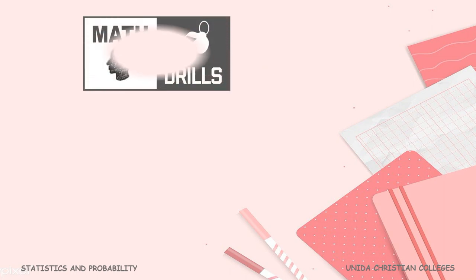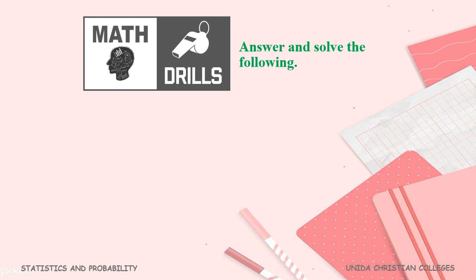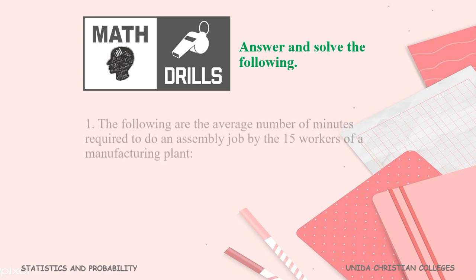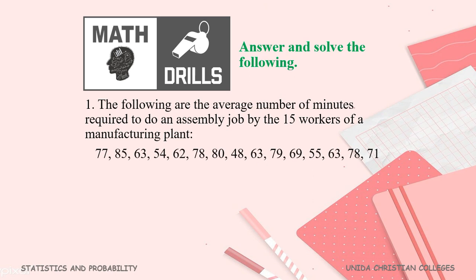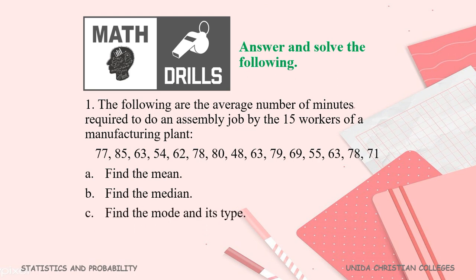So, let's proceed with our math drills. Here, all you have to do is to answer and solve for the following. Number 1, the following are the average number of minutes required to do an assembly job by the 15 workers of a manufacturing plant. So, given po natin, 15 workers. Our task is letter A, we need to find the mean. Letter B, we need to find the median. And letter C, we need to find the mode and its type. Okay, so proceed po muna tayo sa letter A.